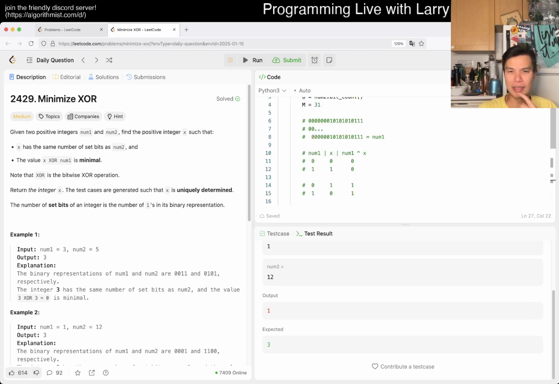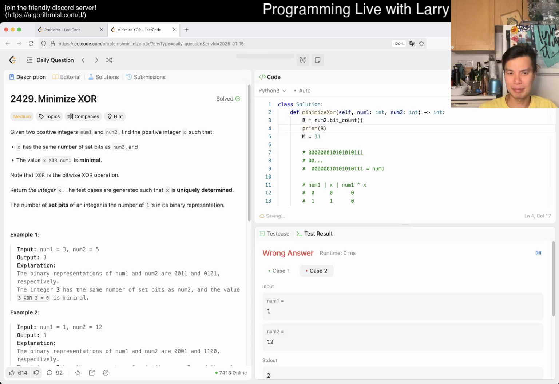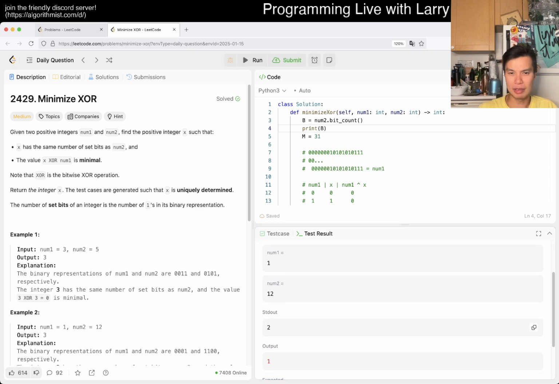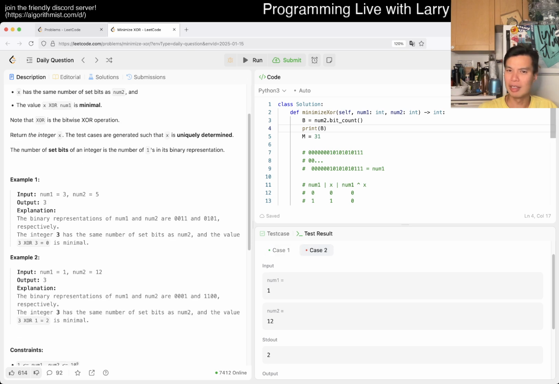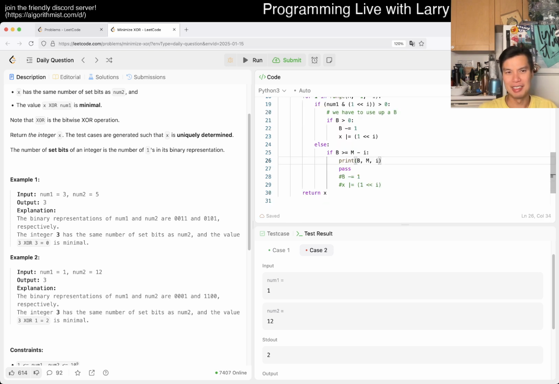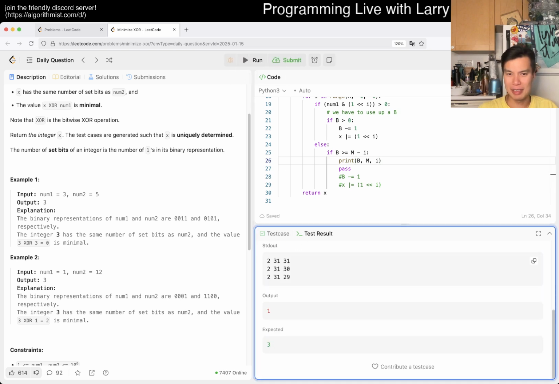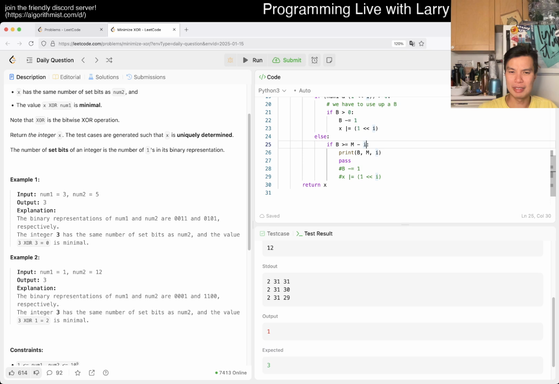Wait, is it bit count or ones count? Maybe that's why. Did I mess this up? No, this is 2. Is 12 2? 12 is 2. Yeah, so that's not wrong. Let's see. B, M, I. 231. Did I mess this up?